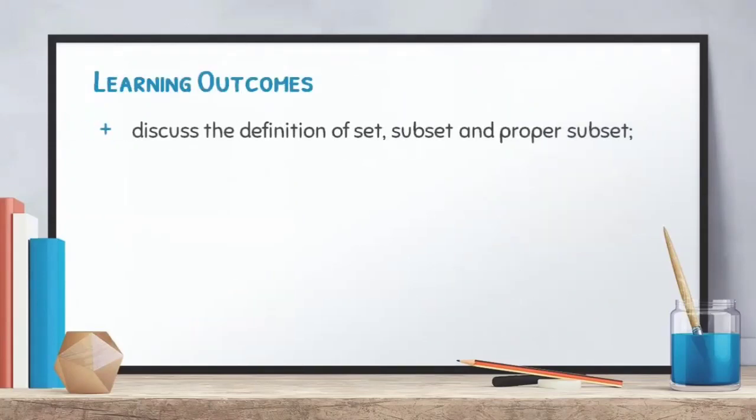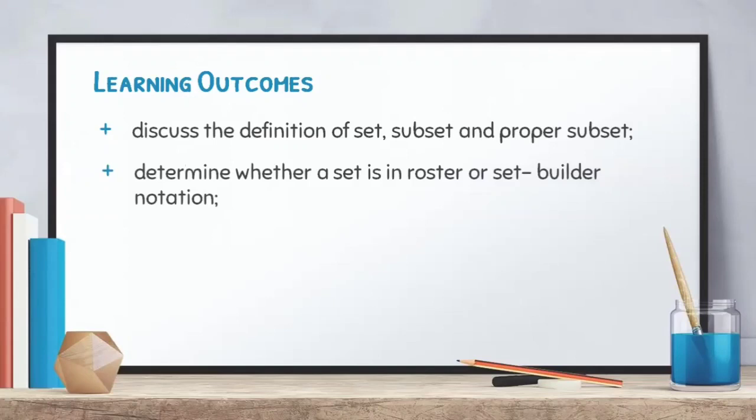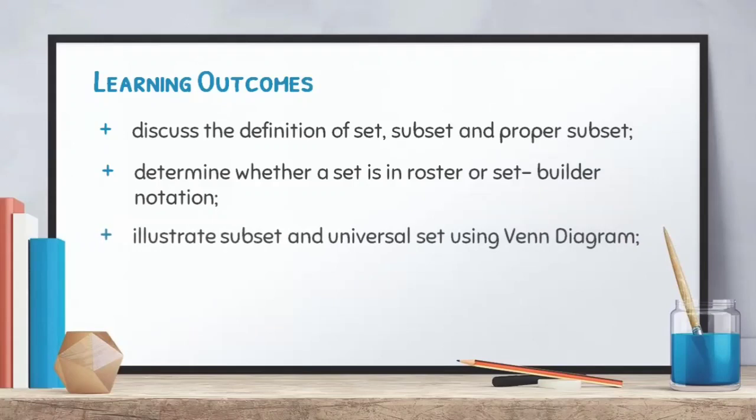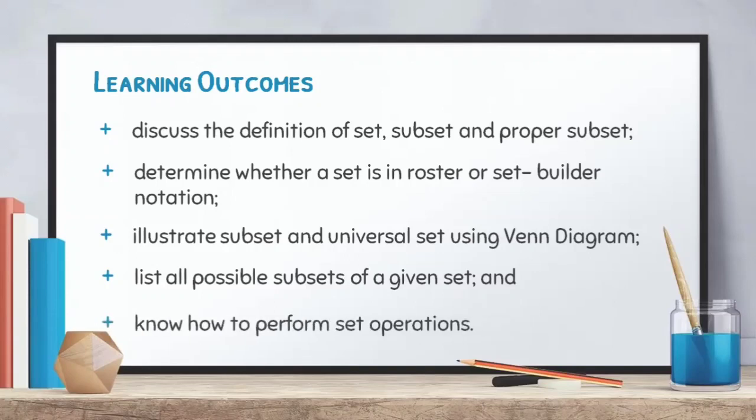First, we're going to discuss the definition of set, subset, and proper subset. Second, determine whether a set is in roster or set builder notation. Third, illustrate subset and universal set using Venn diagram. Next is list all possible subsets of a given set. And lastly, know how to perform set operations. Would there be any question with our learning outcomes?